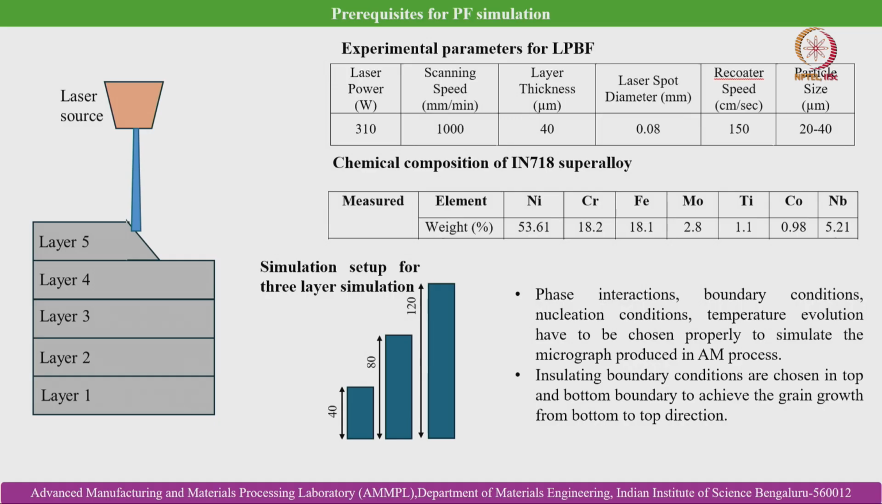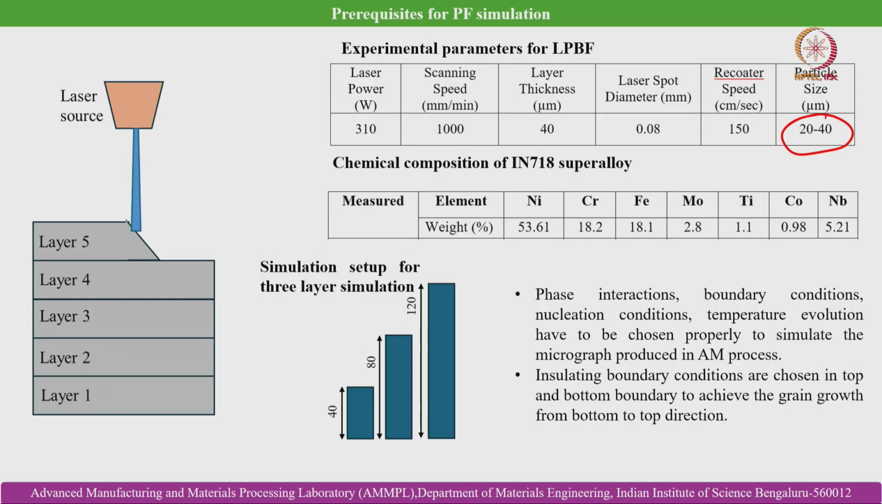Now, if I take an example of our research work from our own group, these are the parameters considered for the simulation: laser power of around 310 watt, scanning speed of 1000 millimeter per minute, layer thickness of 40 micron. This is a typical example of laser powder bed fusion, with a laser spot diameter of 0.08 mm, recoater speed of 150 centimeter per second, and particle size in the range of 20 to 40 micrometer.